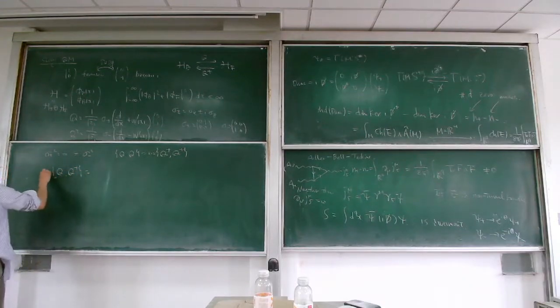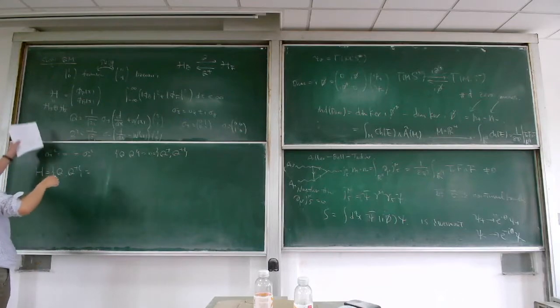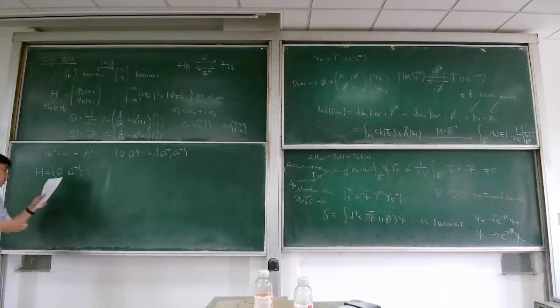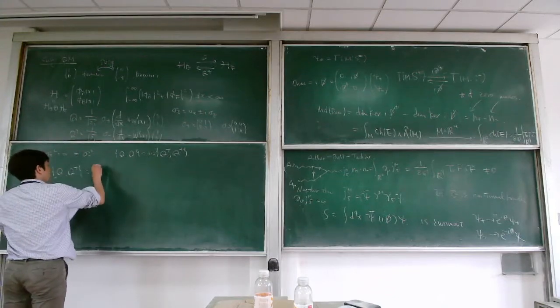Anti-commutation relation, and I call this the Hamiltonian. Don't get confused with Fourier space, where the upper case is the calligraphic one. This is just capital H. It's a Hamiltonian. And then you can just compute.